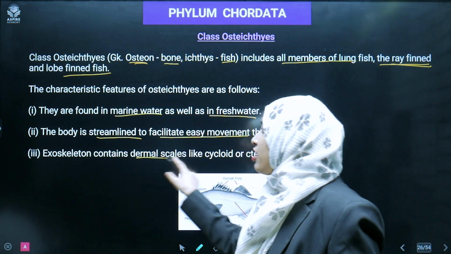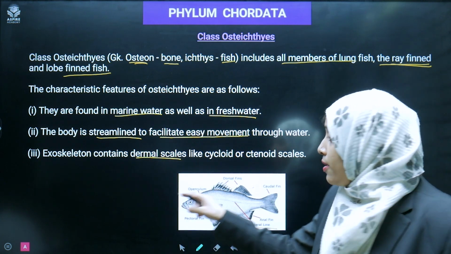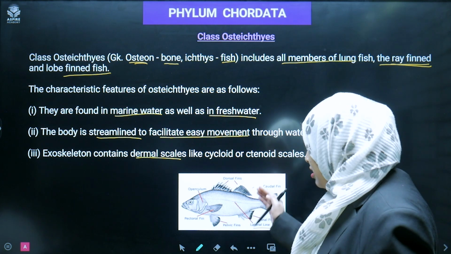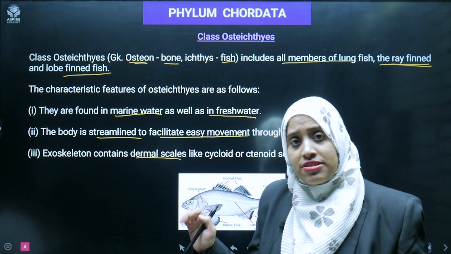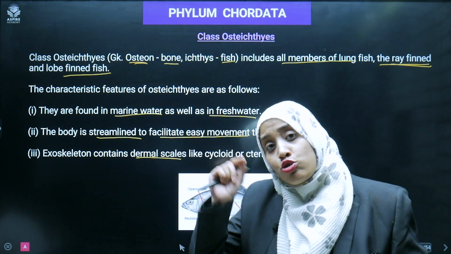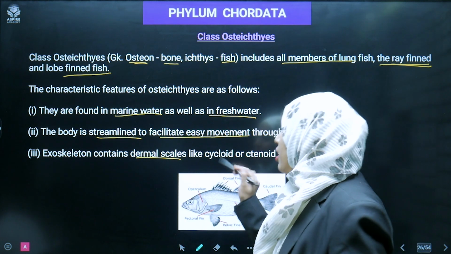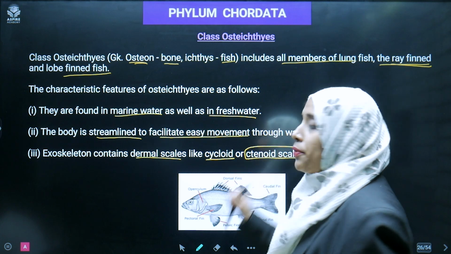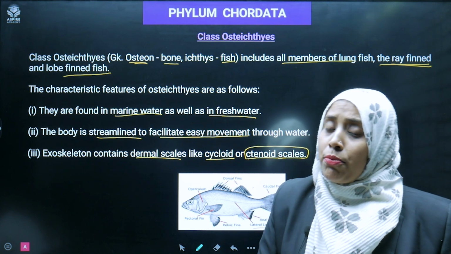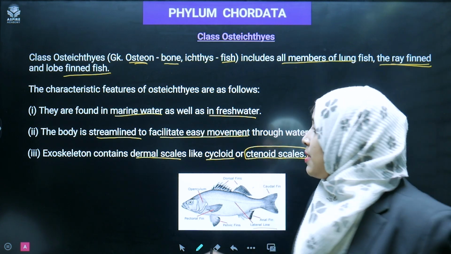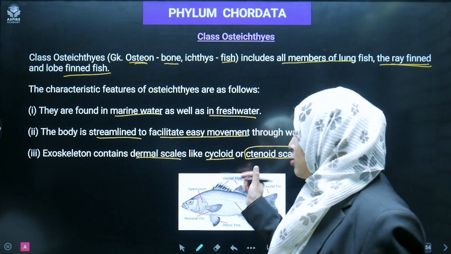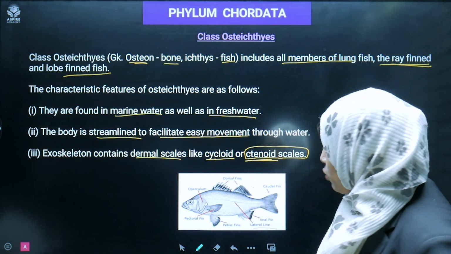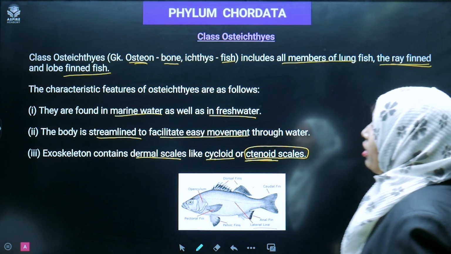The exoskeleton contains dermal scales. There is an exoskeleton too. So which is the exoskeleton here? Scales. All the scales present on the body surface of fishes are the exoskeleton. Like cycloid and ctenoid scales, there are two types of scales. What did we study in Chondrichthyes? What kind of scale? Placoid scales. And in Osteichthyes, the bony fish, there are two types of scales, cycloid and ctenoid. Okay.